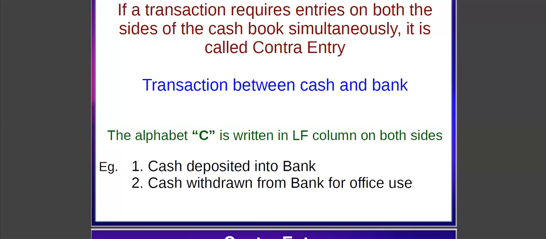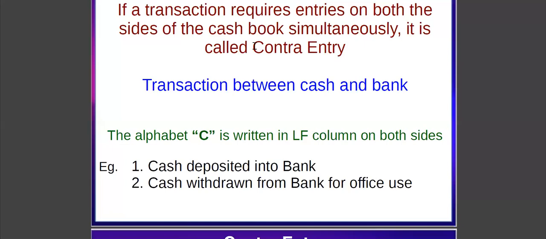For example, cash deposited into bank. So bank account debit to cash account. Both columns we have in our double column cash book: cash column and bank column. One entry will affect both sides at the same time, a double effect. One will decrease, another will increase. Deposited into the bank column increases, then the cash column will decrease.